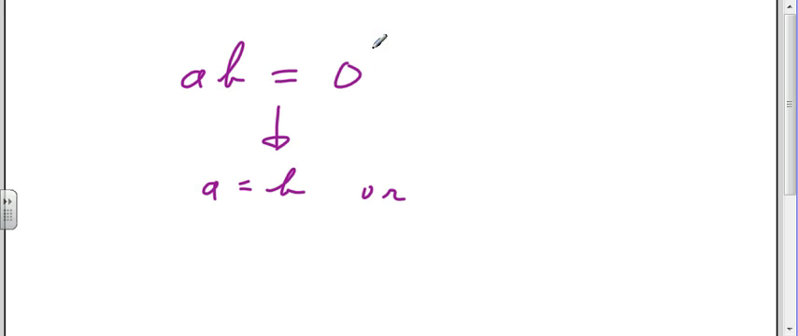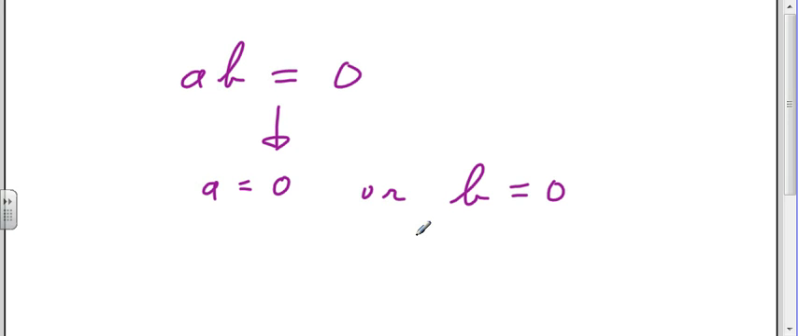The important thing from this section is that if I have something that's a times b and it's equal to 0, then my conclusion is that either a has to be 0 or b has to be 0. They could both be 0 too, that'd be perfectly okay. But if I have two things multiplied together and they equal 0, then one of them would have to be 0.